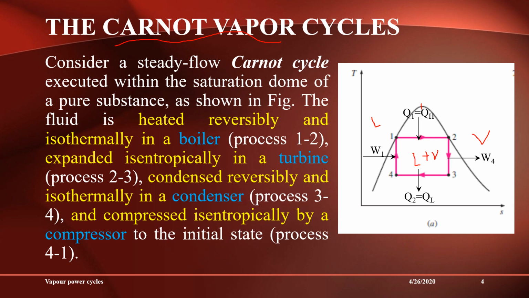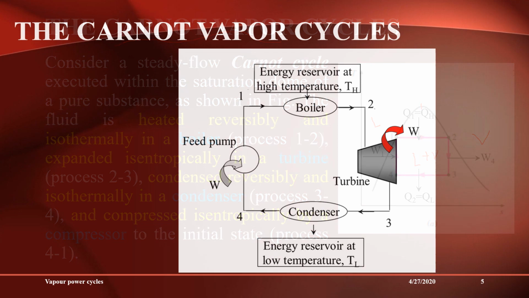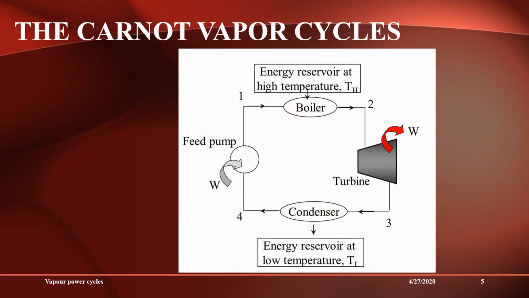Already we discussed the same processes. We have two isothermal processes and two isentropic processes, and all four processes are reversible. And this is the schematic of the Carnot vapor power cycle. The first one, we have a boiler here. You can see the boiler here.